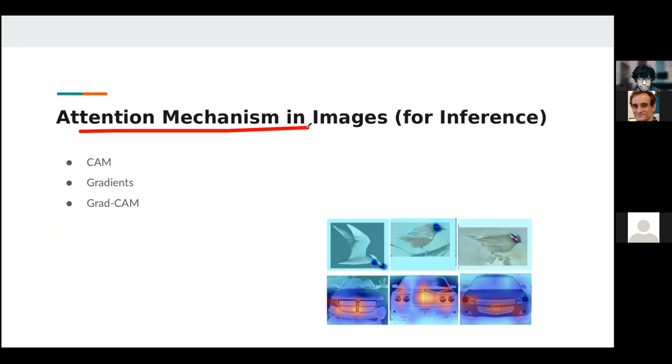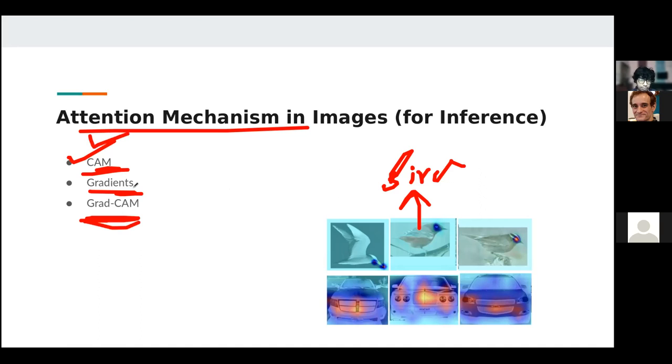Now, what is the attention mechanism in images, usually used for inferencing? If you want to inference your image or your model, you would need an attention mechanism. So you have the CAM method, you have gradients methods, you have the GradCAM method. In the CAM method, they are trying to figure out which part of the image the model is paying attention to, the reason it classified it as a bird or a particular species of bird. So these are some of the methods. GradCAM is a combination of CAM and gradients. Gradients are a bunch of methods.